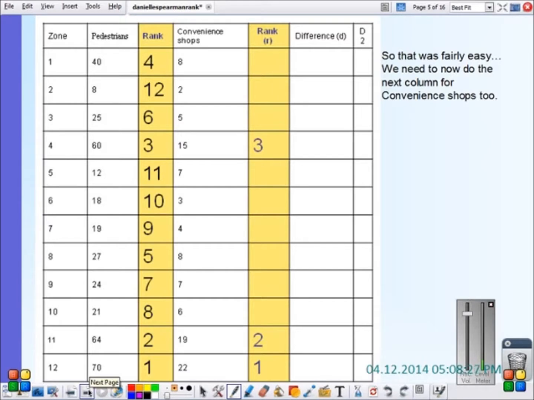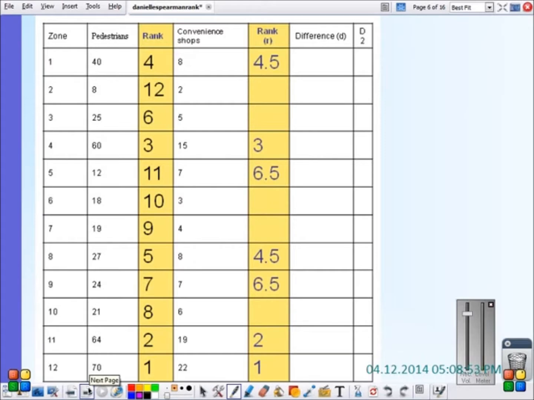But hang on, we have a problem. We have 2 variables that are the same. We have 8. So what do we do? The next 2 ranks would be 4 and 5. We add the 2 ranks together and divide by 2. So these 2 ranks would now be 4.5, 4.5. As you can see, I put that in the rank column.